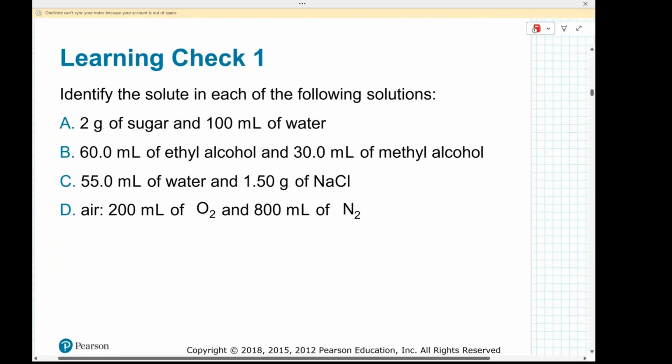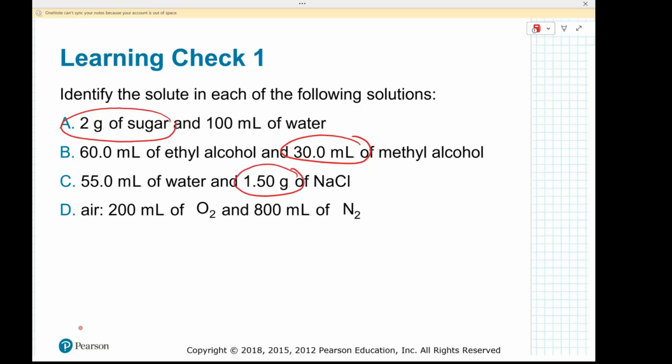So, what is the solute in example A? Sugar, because there's less of it. What is the solute in example B? Methanol, yes. What is the solute in example C? And example D?